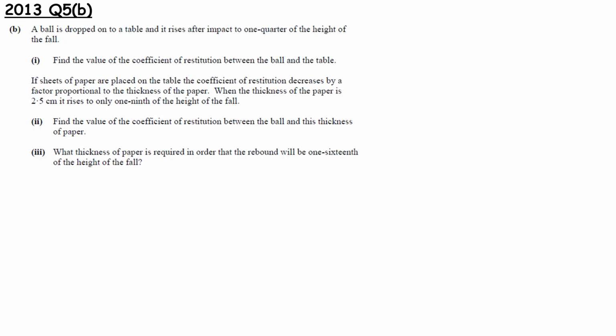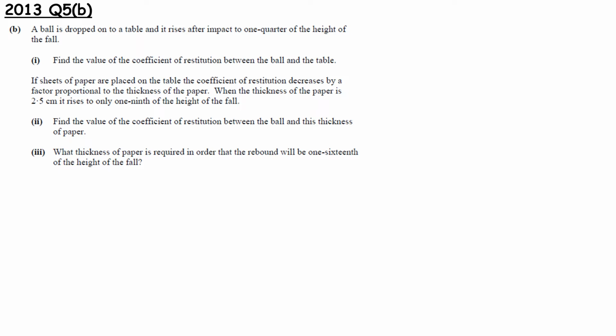Let's take a look at the 2013 question 5 part B. This is one of the few single body collisions that we have seen, and it is the only one in recent years. A ball is dropped onto a table and it rises after impact to 1/4 the height of the fall. Find the value of the coefficient of restitution between the ball and the table.